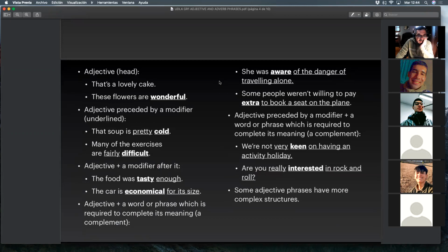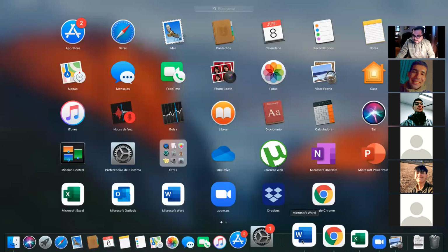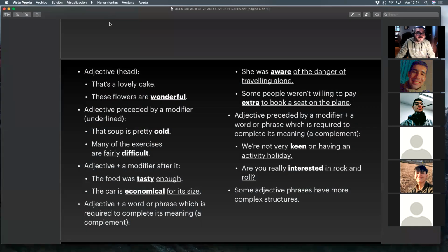Adjective, head, that's a lovely cake. That is a lovely cake. These flowers. Adjective, head. The first example doesn't make any sense. That is a lovely cake. Okay, I'm going to begin with the analysis. Just let me open up a word archive.